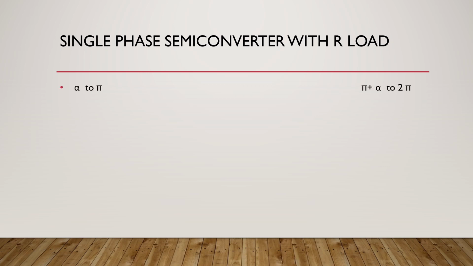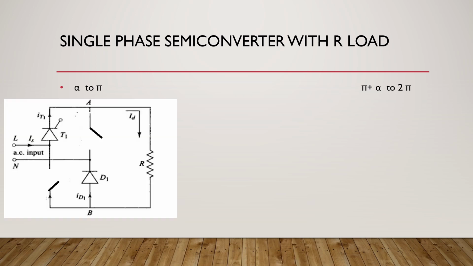One is from alpha to pi and from pi plus alpha to 2 pi. If you observe here, the conducting devices are going to be T1 and D1 during the positive half cycle. During the positive half cycle, the L terminal is positive, N is negative. So the current flows from L through T1, through the load, through D1, and then back to the negative of the supply. Since we are speaking about the positive half cycle, L is plus and this is minus.